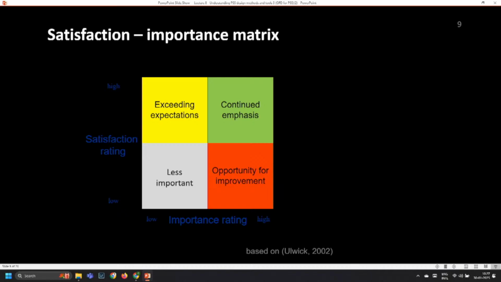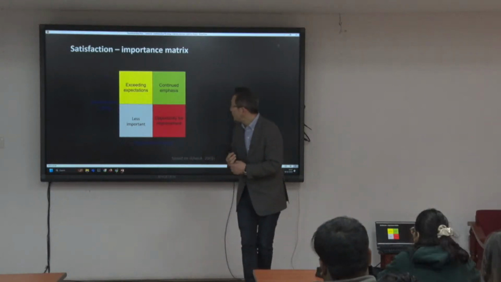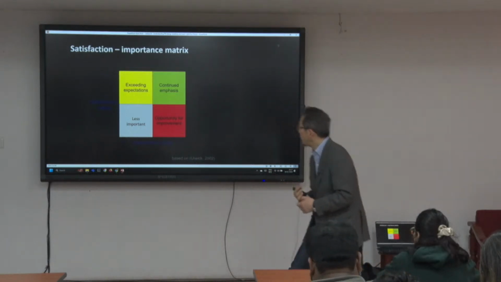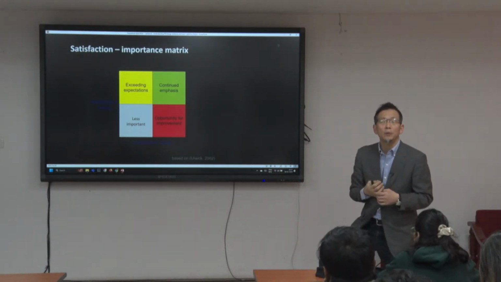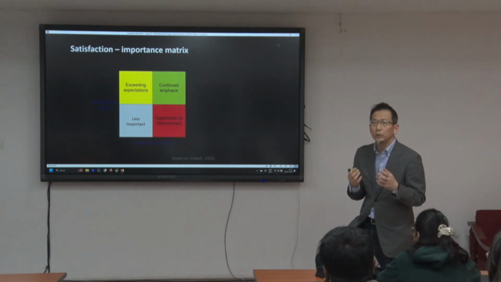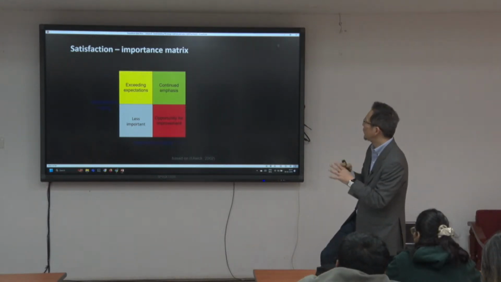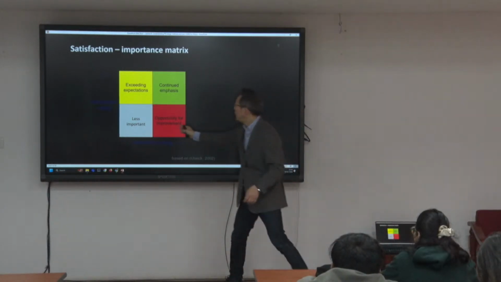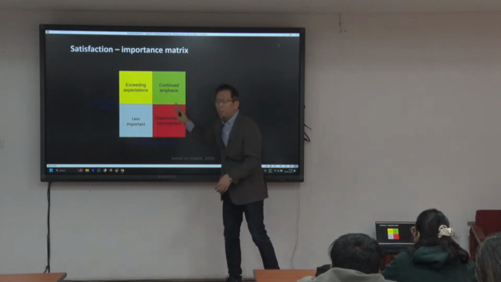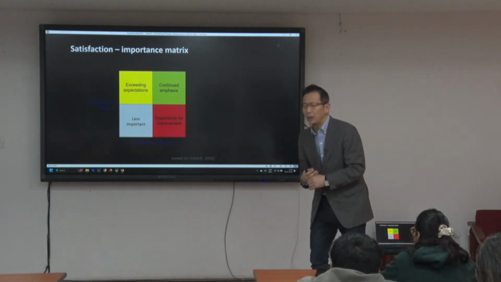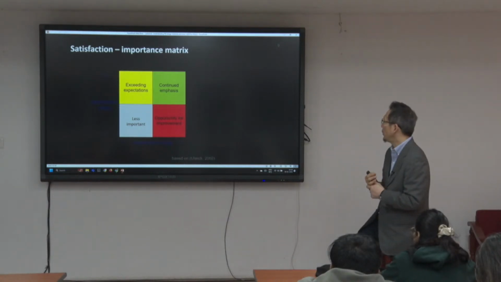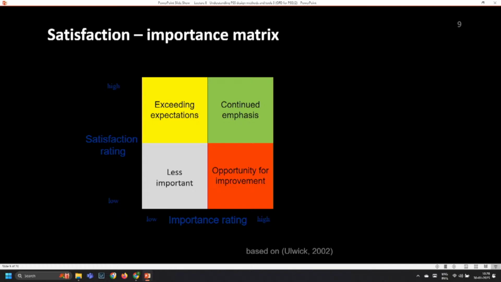So for example, in the left bottom area, less important, and even though the current customers are not so satisfied, it's less important, then probably we shouldn't focus so much on the left bottom area. And if you go to the more important, and also the customers are relatively more satisfied, then maybe we can just continue. And probably the most interesting area is the right bottom.